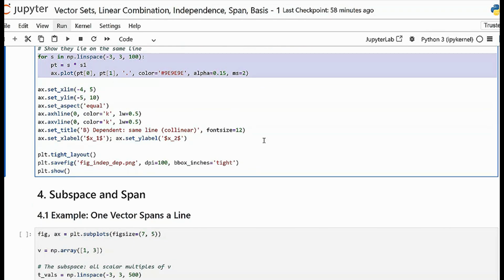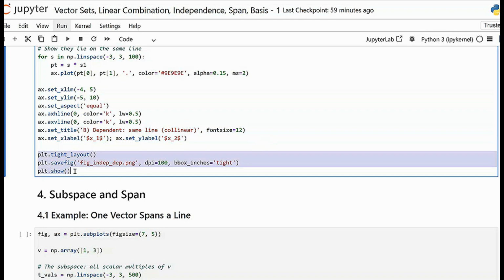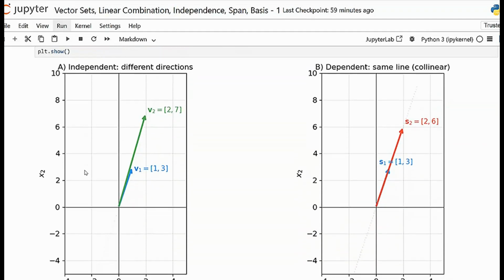And next we move on to this title. Kindly observe, this title highlights that vectors lie on the same line. Now of course you have already seen this. I just want to adjust the layout, save this figure, and display it. So here we have the output.